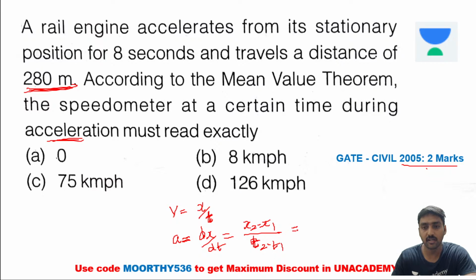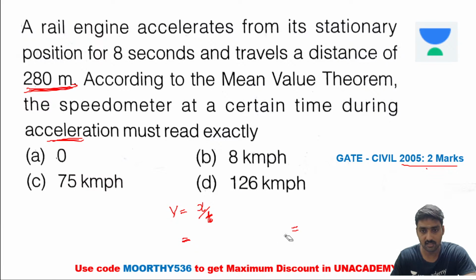What will be the unit for the acceleration? Oh sorry, they are asking only velocity, not the acceleration. Fine. The rate of change of distance is equal to velocity. So we can directly take the speedometer reading, it will show the speed only, not the acceleration, right?